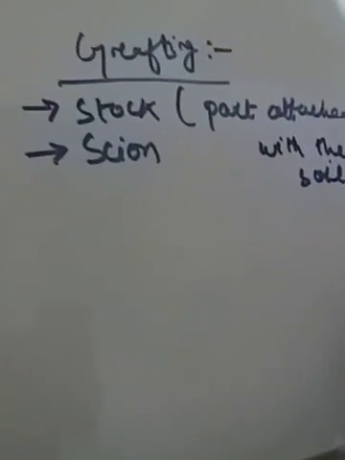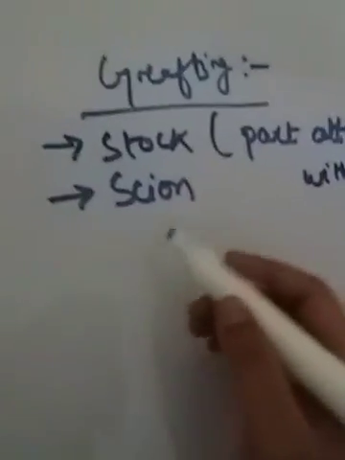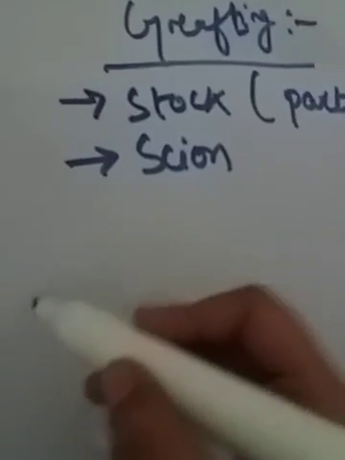And what might be scion in order to do the grafting? You only guess. The part taken from outside.